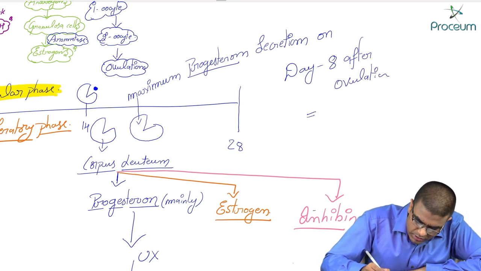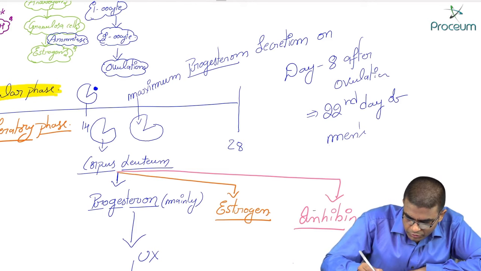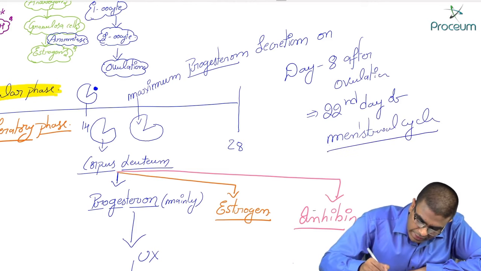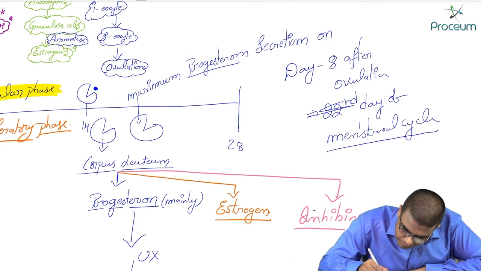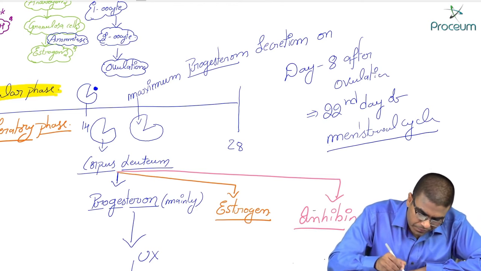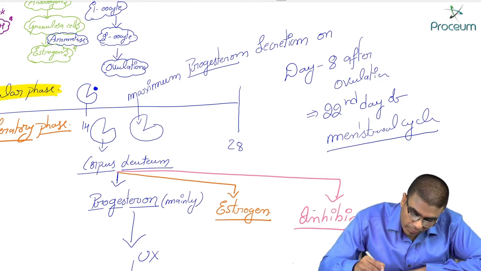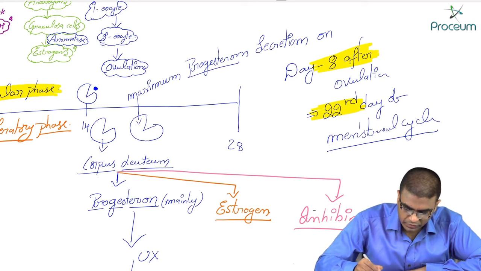That is almost equal to the 22nd day of the menstrual cycle. Okay, so it's almost equal to the 22nd day of the menstrual cycle. Okay, so the maximum function of the corpus luteum, or the maximum secretion of progesterone, is seen on day 8 after ovulation, or the 22nd day of a menstrual cycle.